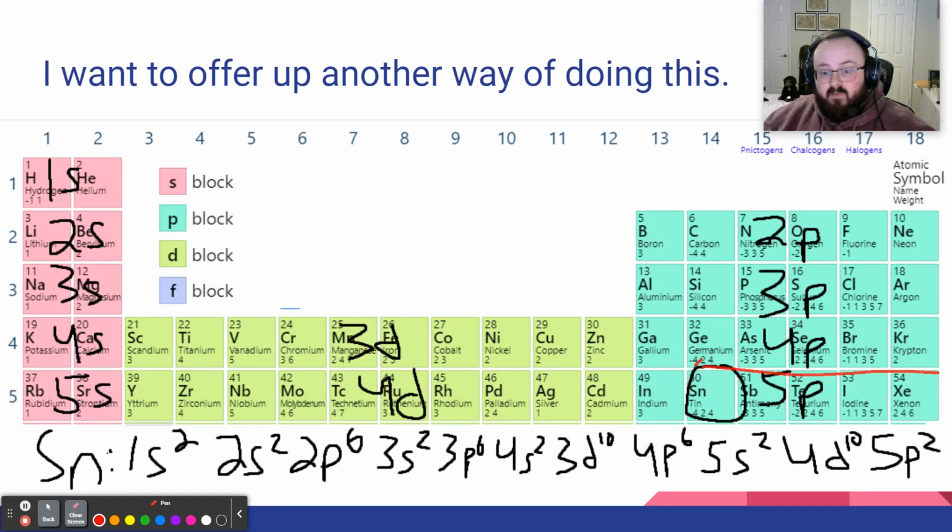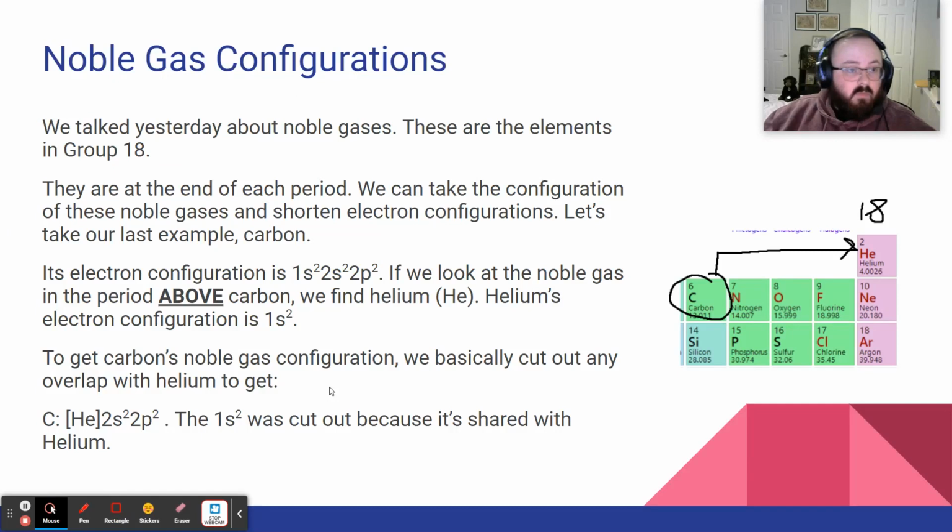And we are now in the 5p block here. So indium would have 5p1. Tin will now have 5p2. It's the second element in this 5p block. And we know that we would go up to 5p2, and this whole thing right here is the electron configuration of tin.